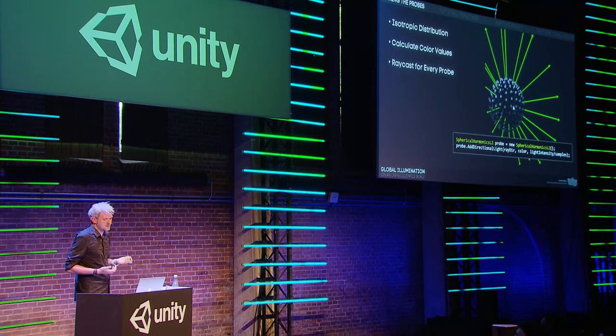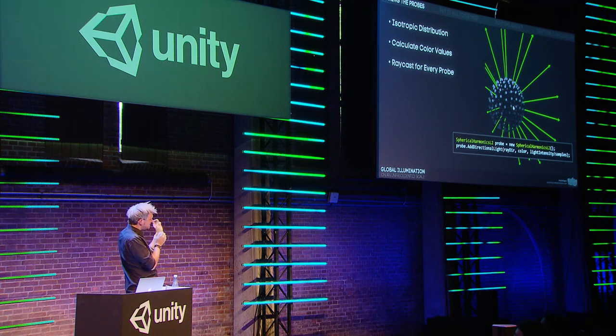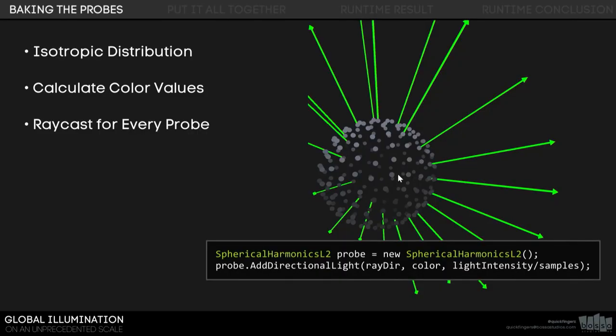So you can use this spherical harmonics class. That's built into Unity as well, and that's available at runtime. And so I was just adding tiny bits of directional light to these probes based on the color that was set in the last step. And with all of those bits coming in, it does create a fairly good spherical harmonic for the probe.